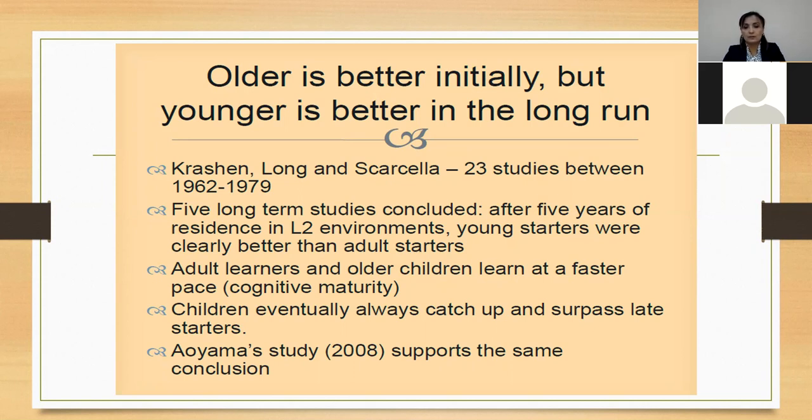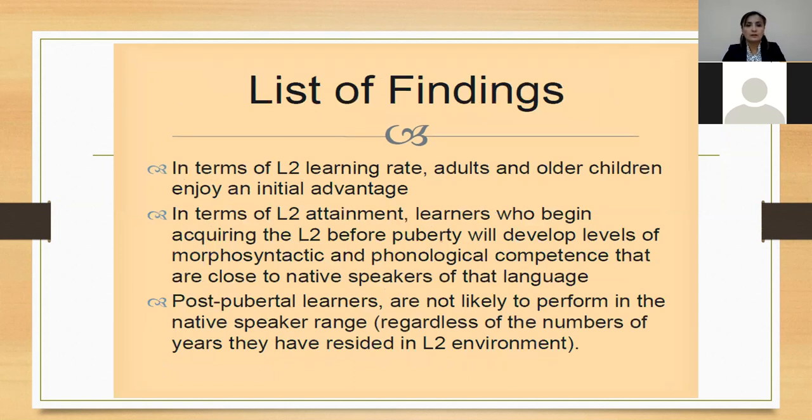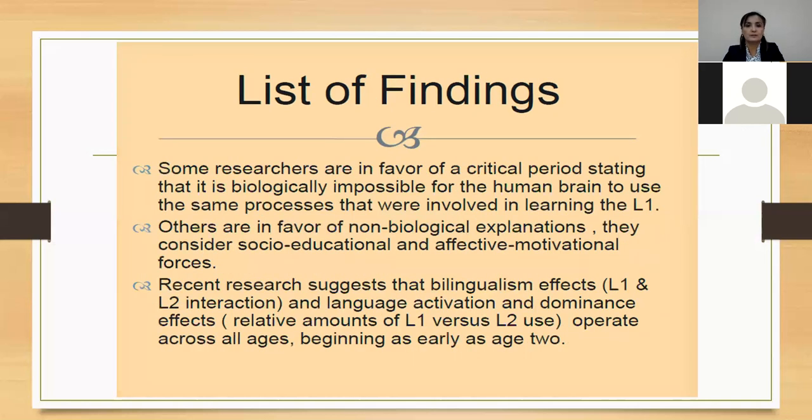So the AOMA study also supports the same conclusion. There is a list of findings here in terms of second language learning rate. Adults and older children enjoy an initial advantage. In terms of second language attainment, learners who begin acquiring the second language before puberty will develop levels of morphosyntactic and phonological competence that are close to native speakers of that language. Post-pubertal learners are not likely to perform in the native speaker range, regardless of the number of years they have resided in the second language environment.